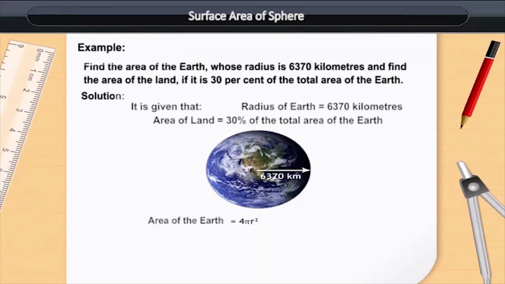Area of the Earth is equal to 4πr². 4 multiplied by 22 divided by 7 multiplied by 6,370 multiplied by 6,370 is equal to 51 crore 1,09,600 square kilometers. Area of land is equal to 51 crore 1,09,600 multiplied by 30 divided by 100, which is equal to 15 crore 30 lakh 32,880 square kilometers.